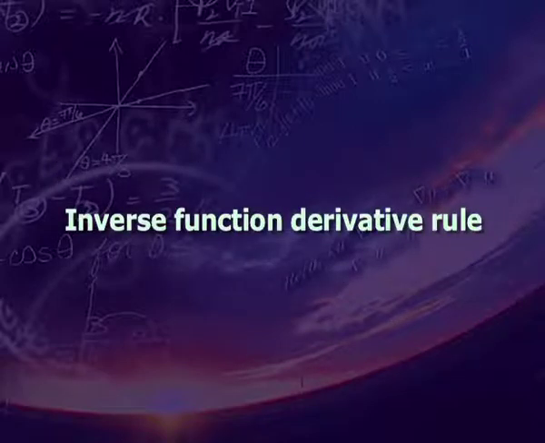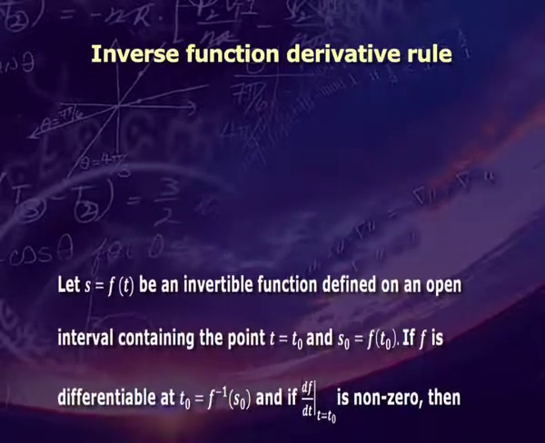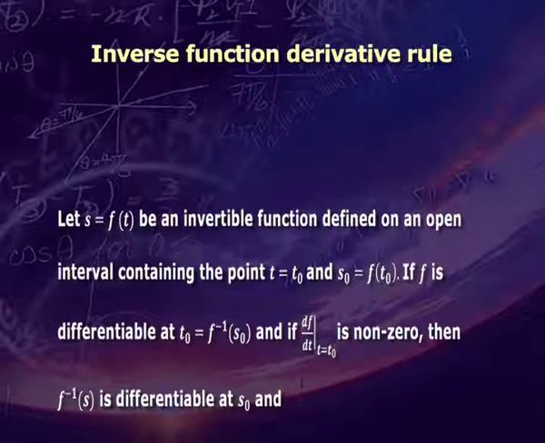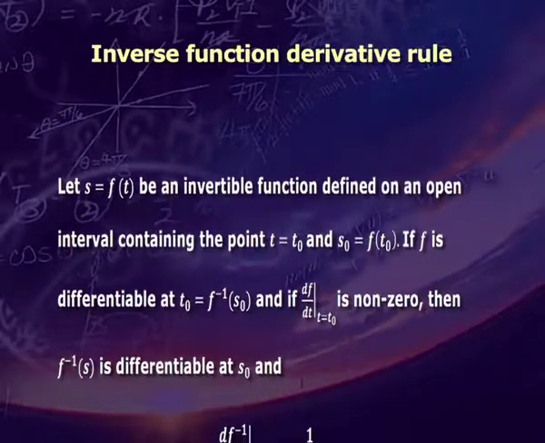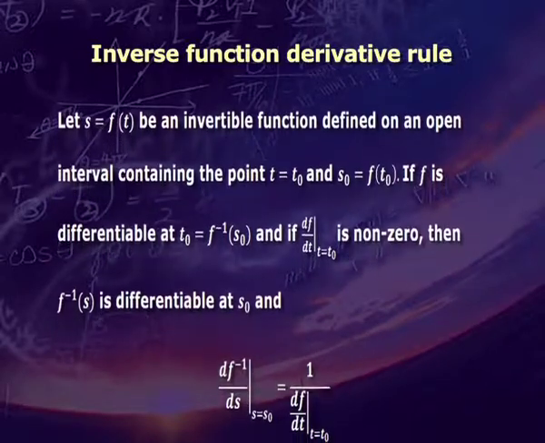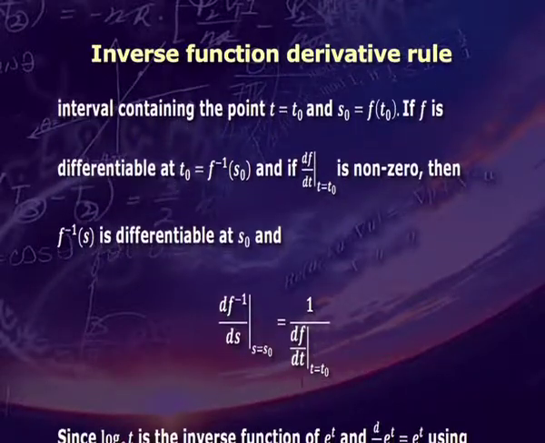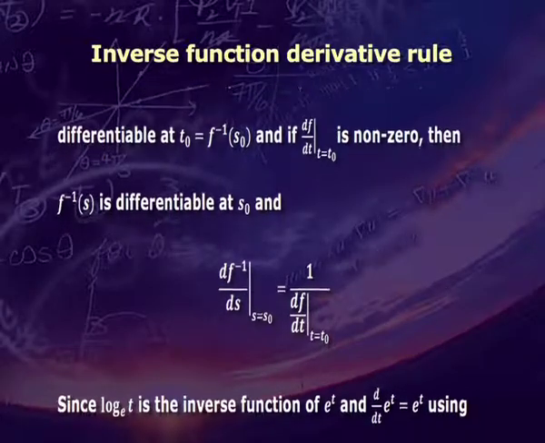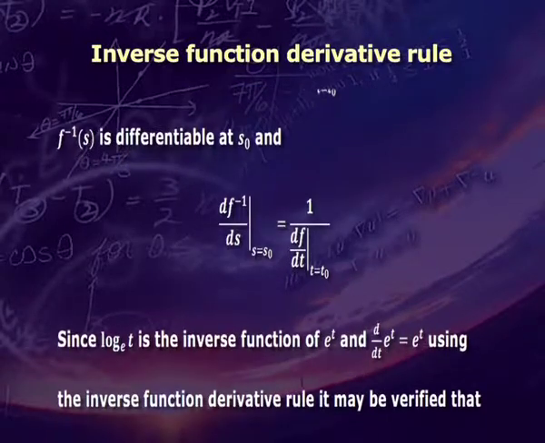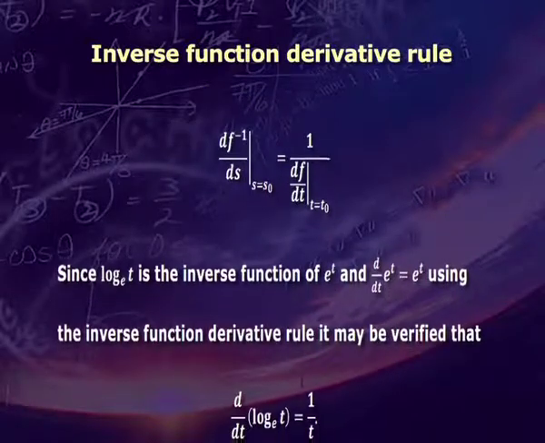Inverse function derivative rule. Let s = f(t) be an invertible function defined on an open interval containing the point t = t₀ and s₀ = f(t₀). If f is differentiable at t₀ = f⁻¹(s₀), and if df/dt at t = t₀ is non-zero, then f⁻¹(s) is differentiable at s₀ and df⁻¹/ds at the point s = s₀ is equal to 1 over df/dt at t = t₀.